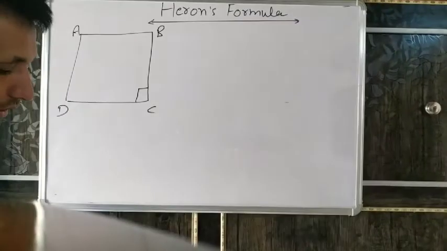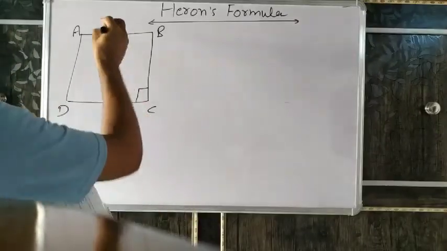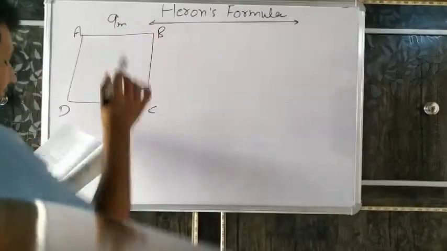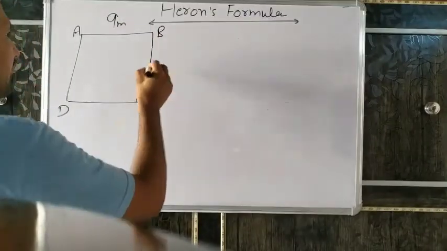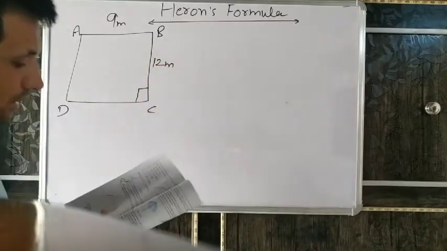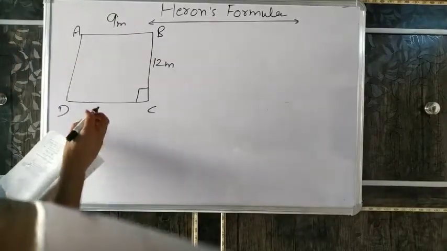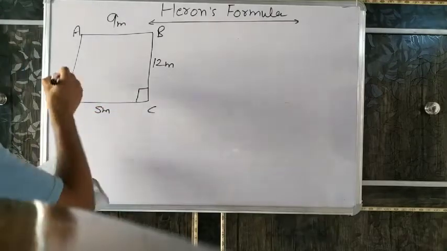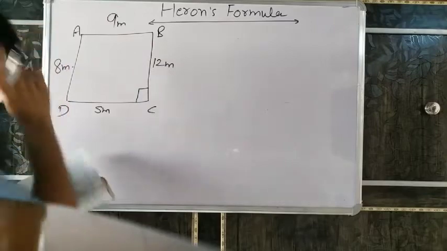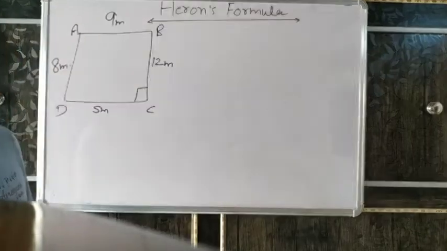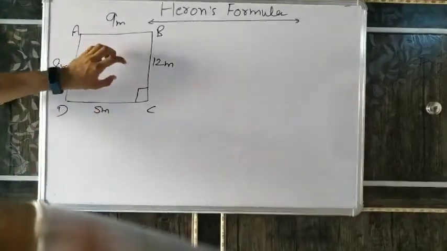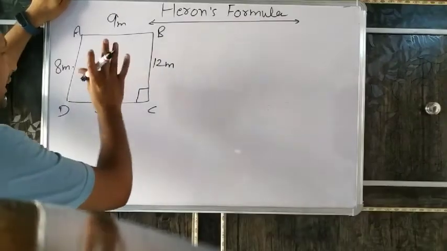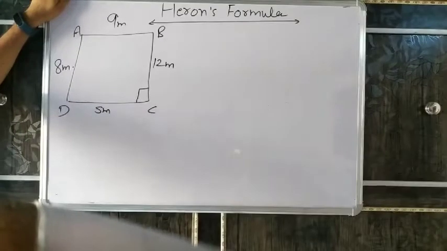This symbol is 90 degree. Next, AB is 9 meter. Sorry, BC is 12 meter. Next, CD is 5 meter and AD is 8 meter. How much area does this park occupy? So we have to find the area of ABCD.